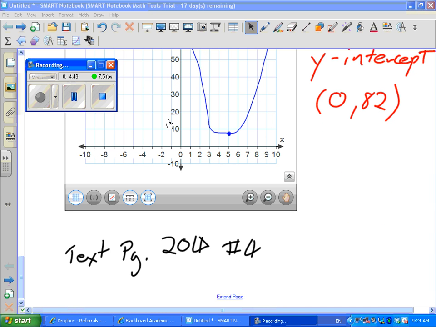All right, text page 204, number 4. I want you guys to work on that for the next about 10 minutes, okay? Number 4.